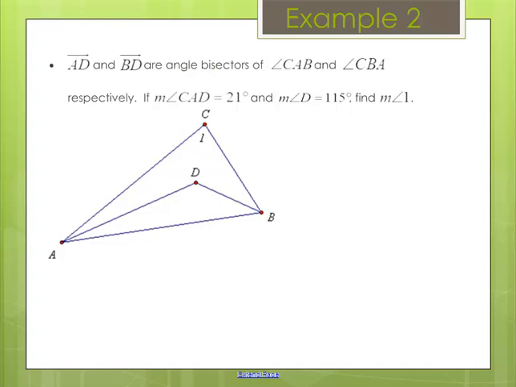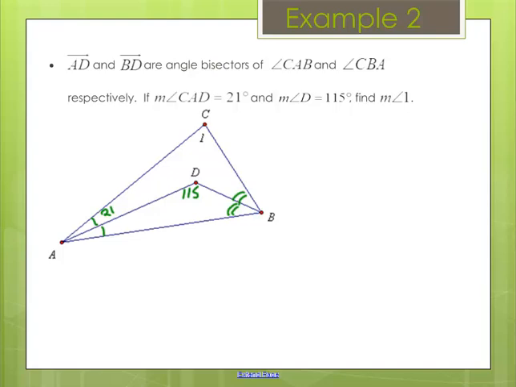Example 2 here, you're going to see this picture throughout this entire unit. You're going to see this type of picture on a quiz as well as on the test. So AD and BD are angle bisectors. So these two lines going to the middle are angle bisectors. Let's start by marking my congruent angles. We know if CAD, this small angle right here, is 21, and angle D is 115, I need to find this angle up here. The way I want to go about this is to use this bottom triangle first to find some information about the angles over by angle B.